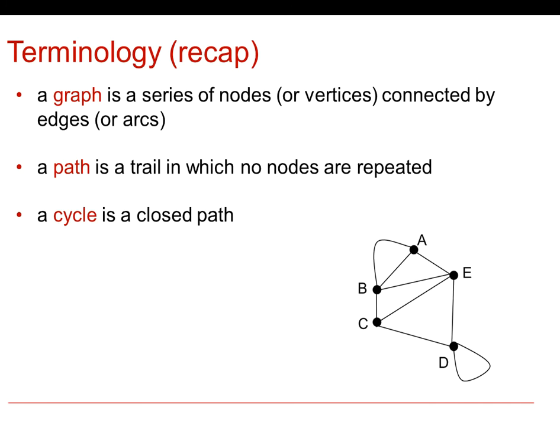Let's recap on some terminology. A graph is a series of nodes or vertices connected by edges or arcs. And a path is a trail in which no nodes are repeated. So, an example in the diagram below might be A, E, D, and C. A cycle is a closed path. So we could start at A and go along to B, then down to C, up to E, and then back to A.